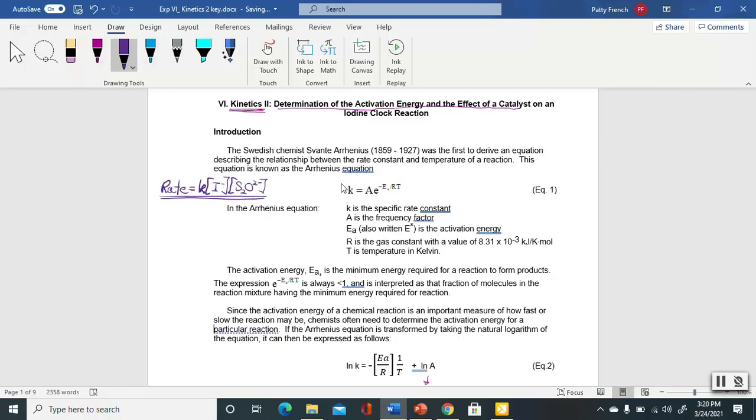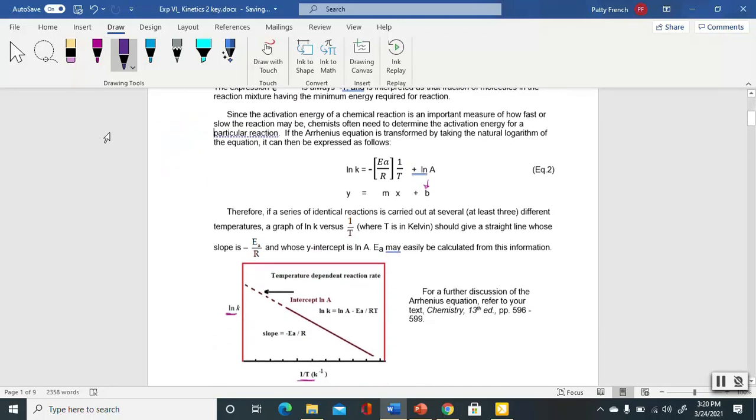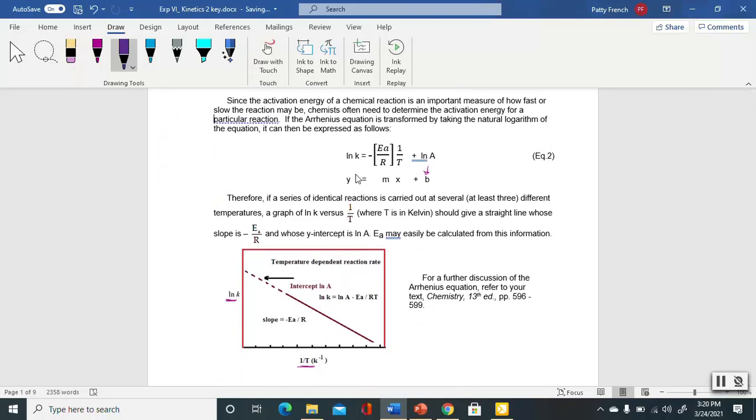Today, we're going to be working with the Arrhenius equation. And using the Arrhenius equation, we're going to be measuring k for reactions we run at a predetermined temperature. And once we have gathered that data, we're going to take the ln of k on the y-axis of a graph and 1 over T on the x-axis of the graph, right here.